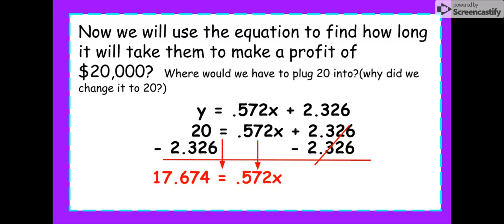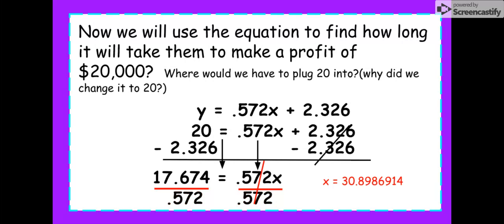Now the next step is solving for x. How do we get rid of the 0.572? We divide by 0.572 on both sides. Cross it off, put it in your calculator, and you should get x equals 30.8986914. So about how many months will it take them to reach a profit of $20,000? We're going to round to the nearest month, which would be 31 months.